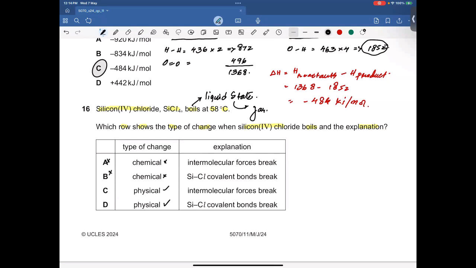The explanation is that silicon tetrachloride is a simple covalent molecule, and all simple covalent molecules exhibit van der Waals forces. So whenever a simple covalent molecule changes state, its van der Waals forces are overcome, right? And van der Waals forces are also called intermolecular forces. So this statement is right. So the right answer is obviously C.